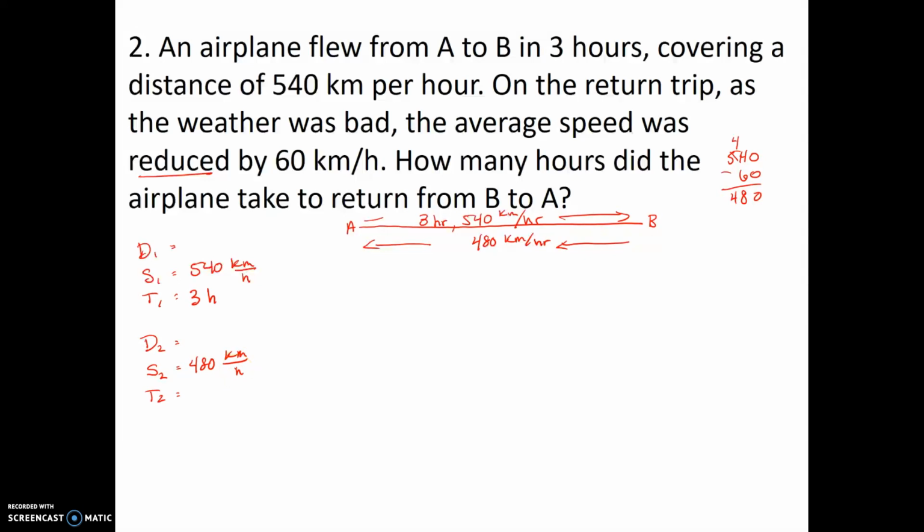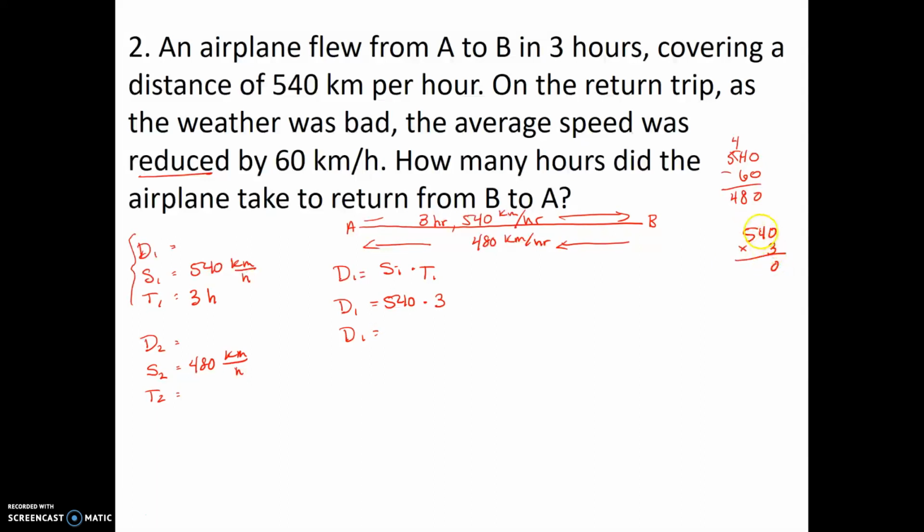Well, our distance from A to B, and from B back to A, is going to be the same. So let's find that first. We can see that if we look over here, we can find that distance. So let's do that right now. Distance 1 equals speed 1 times time 1. So distance is going to equal 540 times 3. And let's do that over here in the corner, 540 times 3.